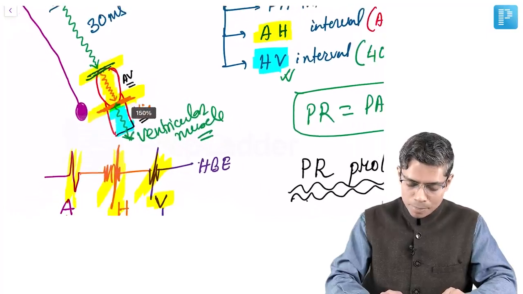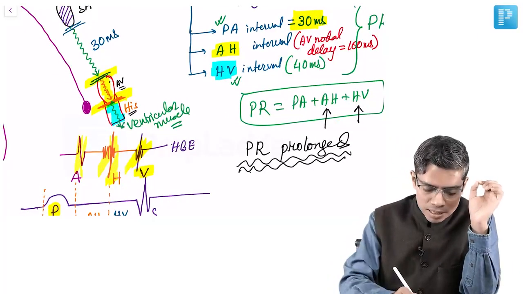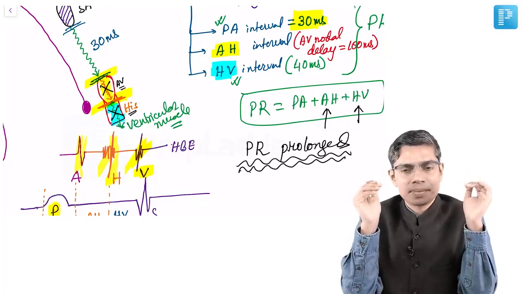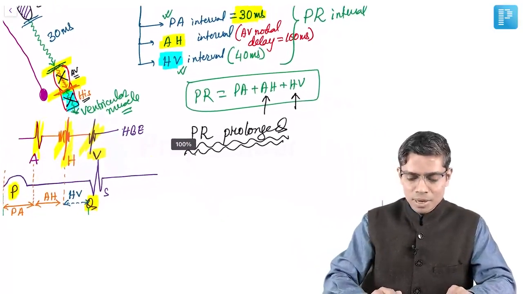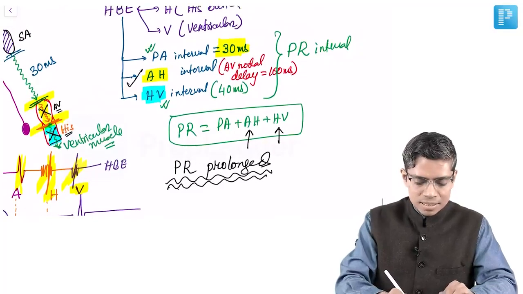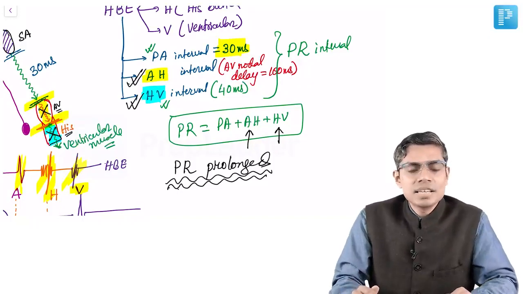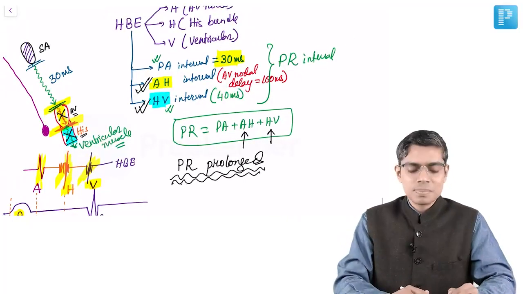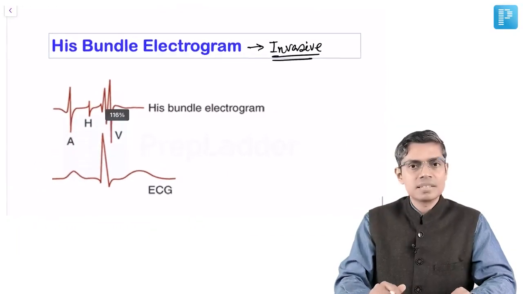But if you have to pinpoint where is the actual block, whether the block is at the level of AV node or the block is at the level of bundle of His, you have to do this His bundle electrogram, and you have to look at whether this AH interval is prolonged or HV interval is prolonged, and accordingly the diagnosis can be pinpointed. So this way the His bundle electrogram, which is an invasive electrogram, is taken.